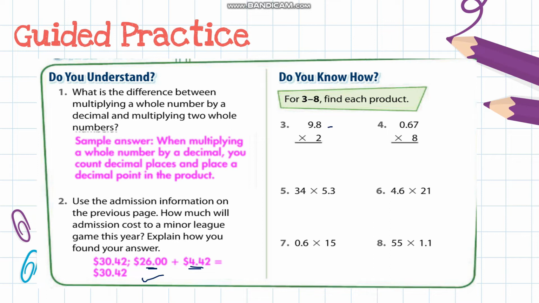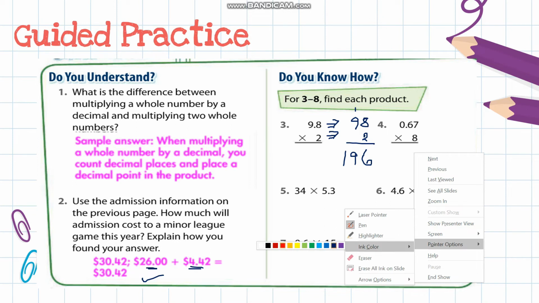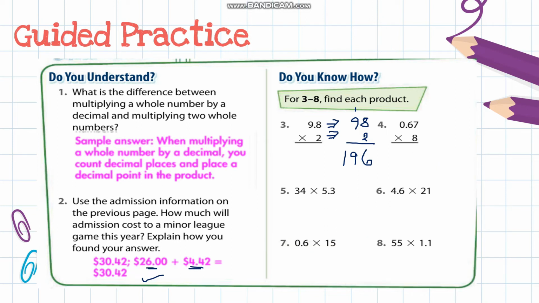Now, let's find the product. So I told you multiplying a decimal by a whole number is just like multiplying whole numbers. So 9.8, that is 98, times 2. Ignore the decimal first. So 2 times 8 is 16, regroup 1. 9 times 2 is 18 plus 1 is 19. Then after that, you need to count the number of decimal places. Here, how many decimal places do we have? Only one. It means one movement from the last digit going to the left. So my decimal now is in between 9 and 6. That's why the answer is 19.6.